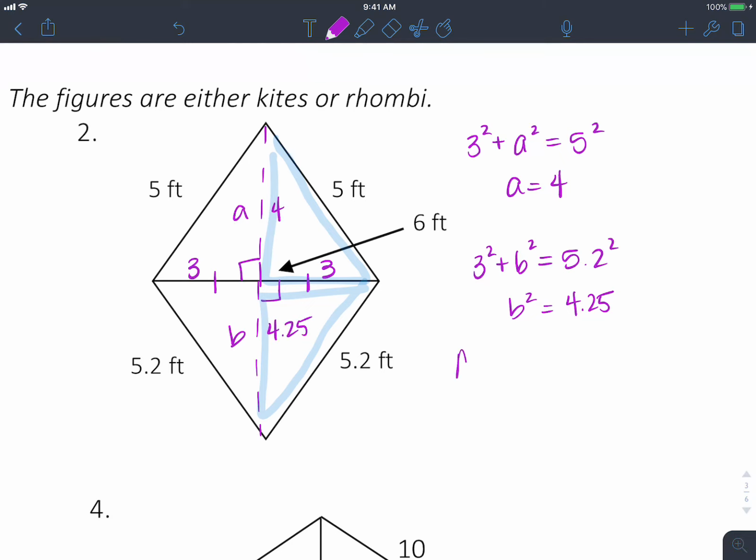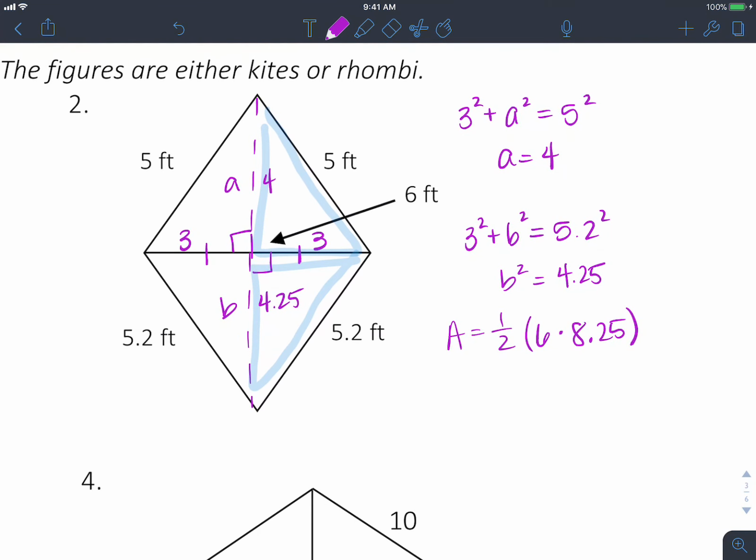Last thing is to calculate your area. 1/2 diagonal 1, we know that one diagonal is 6, times our second diagonal, 4 plus 4.25, which is 8.25. Calculate this all, and you're going to get 24.75.